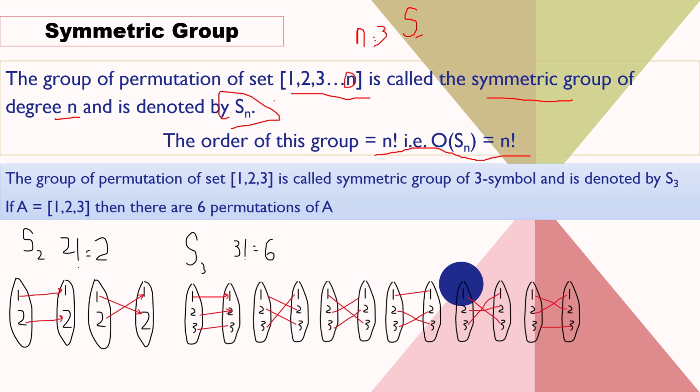Right, so it will be S₃. What does this mean? This means that the set from which we are getting the symmetric group has 3 elements. Let's suppose that set is 1, 2, 3. So how many elements are inside the set? 3. So the symmetric group formed will be S₃.